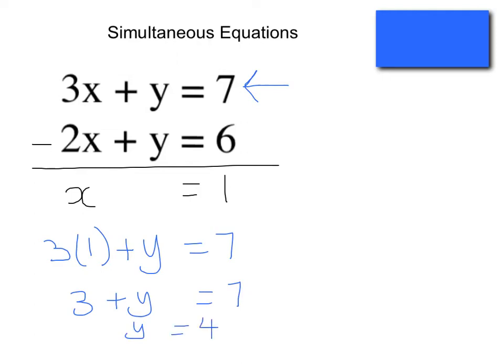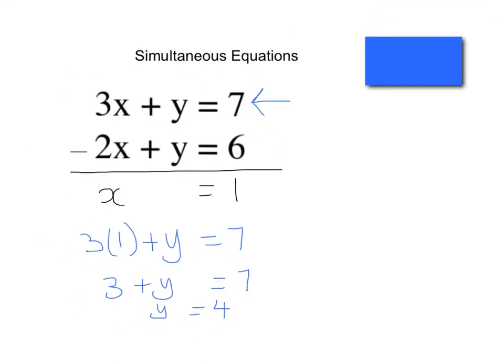Check that this works. If x is 1 and y is 4, it gives me 7. I just tested it here. If x is 1 here and y is 4, it also gives me 6. So x equals 1, y equals 4. I've solved for the two variables and it works for both equations.